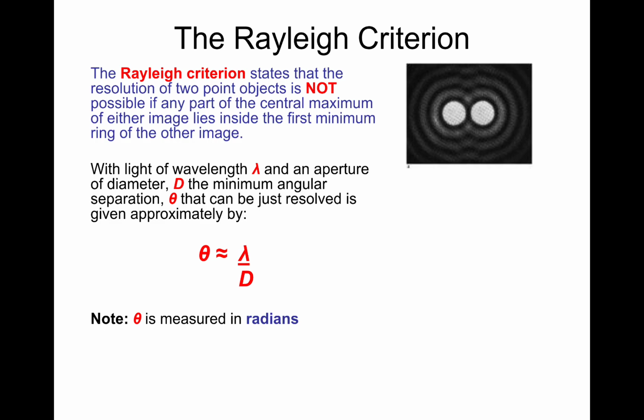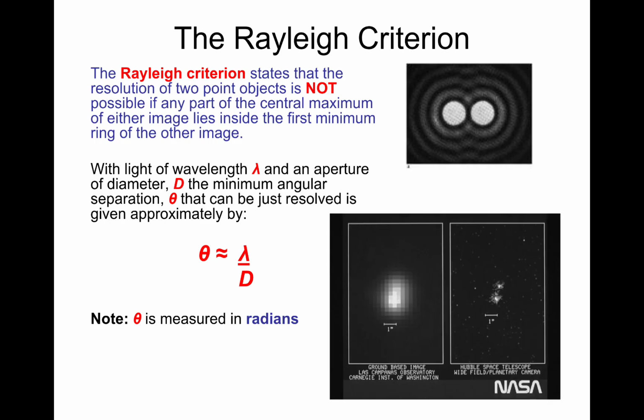So two stars there, they'd just about be able to make them out. But if they were about to lie within the first minimum, they wouldn't be visible.